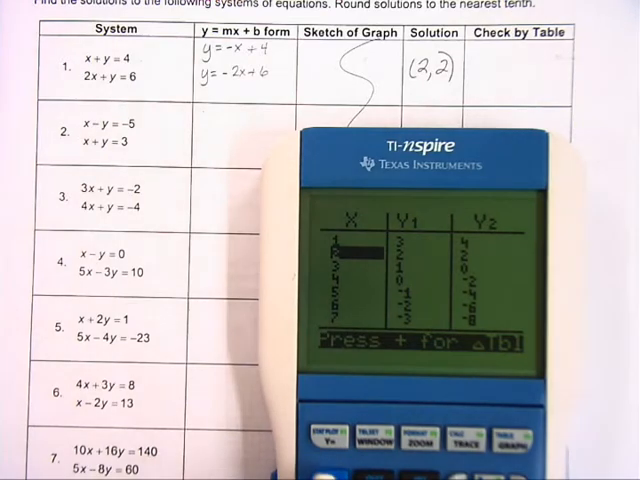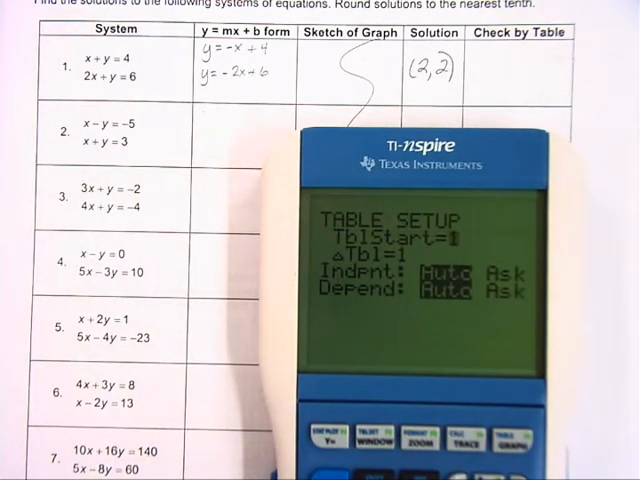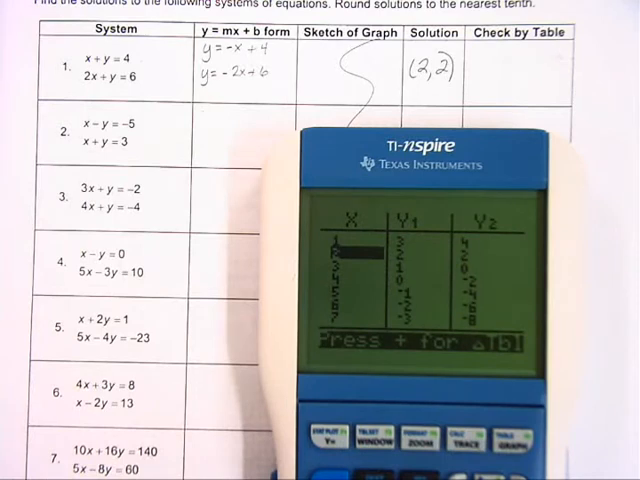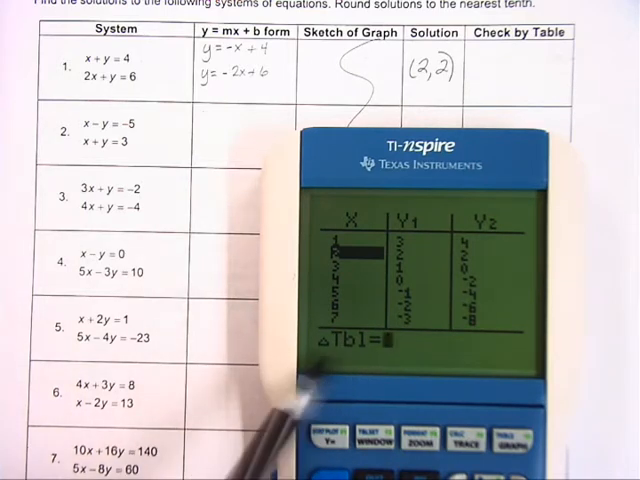So go to second table set. Okay, you can enter all the way down till you're done. And then go to second table. And see, at this point, there was a note to me at the bottom that said hit plus, and you can change the table set at any point.